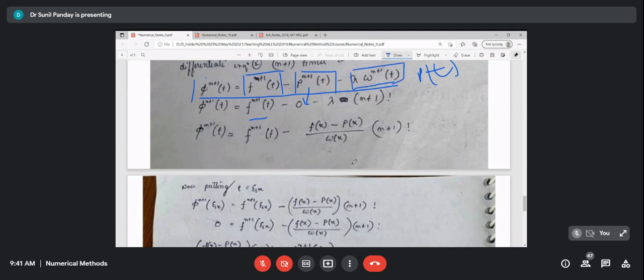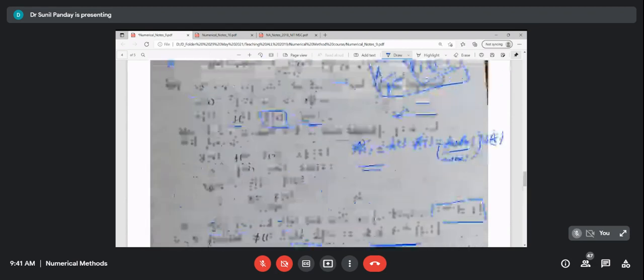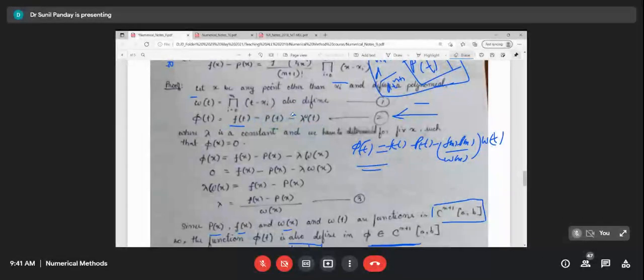Now we come to this w(t). Now we have to differentiate the w(t) polynomial also n plus 1 times. Here you can see this is a degree n plus 1 polynomial, w(t).